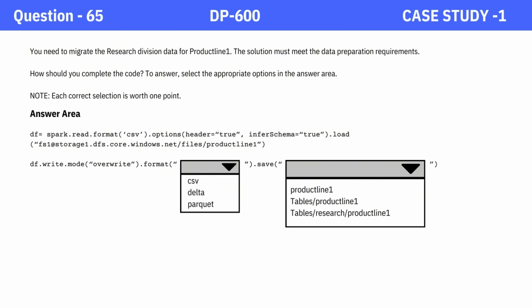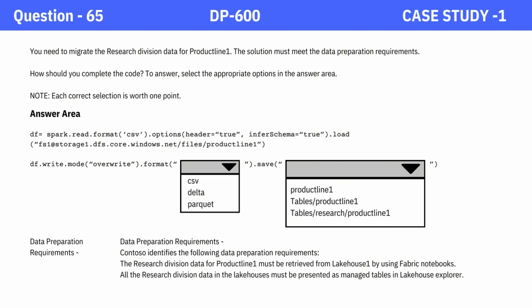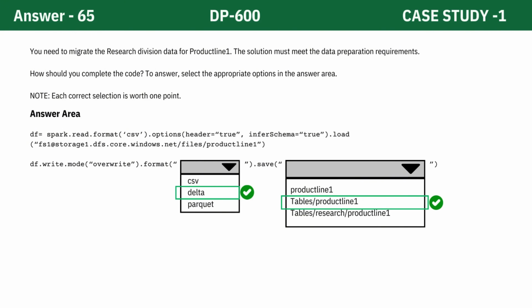Question 65. You need to migrate the Research Division data for Product Line 1. The solution must meet the data preparation requirements. How should you complete the code? To answer, select the appropriate options in the answer area. The correct answers are Delta for the format and Tables/Product Line 1 for the save location.